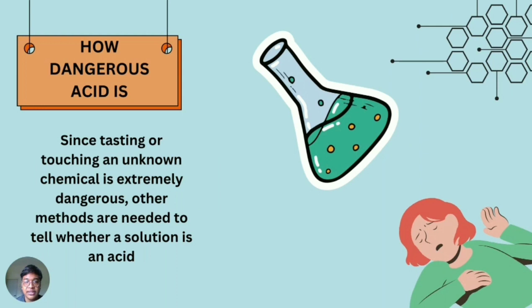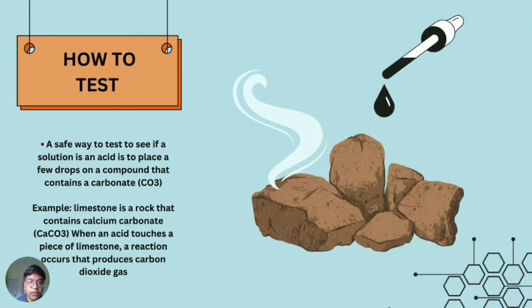How dangerous is acid? Since tasting or touching an unknown chemical is extremely dangerous, other methods are needed to tell whether a solution is an acid. A safe way to test if a solution is an acid is to place a few drops on a compound that contains a carbonate, CO3. Example, limestone is a rock that contains calcium carbonate, CaCO3. When an acid touches a piece of limestone, a reaction occurs that produces carbon dioxide gas.